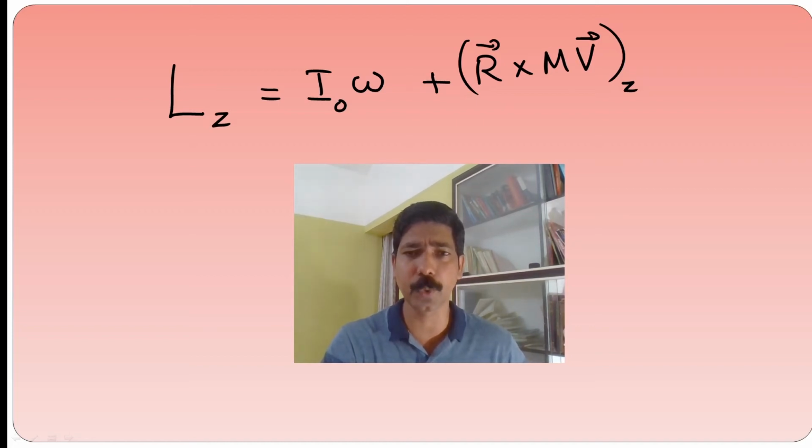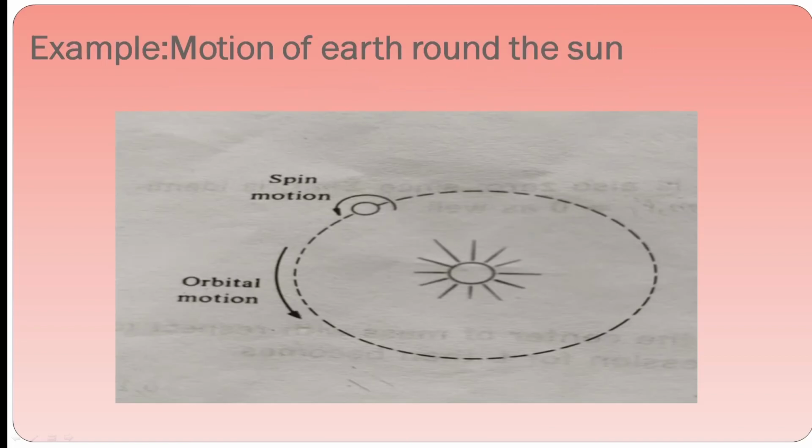Let us look at that situation. You can see the motion of earth around the sun here. The sun is here, and this is earth. This earth has two motions. One, the motion of earth around the sun, which we call the orbital motion, and another is the self rotation, called spin motion. Both produce angular momentum.